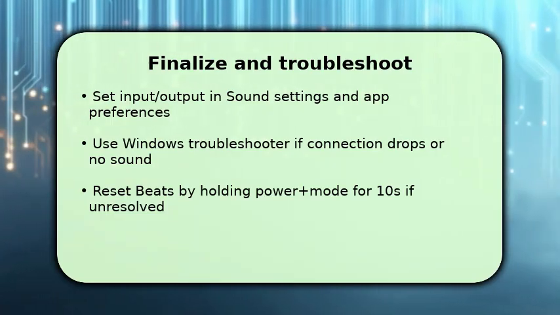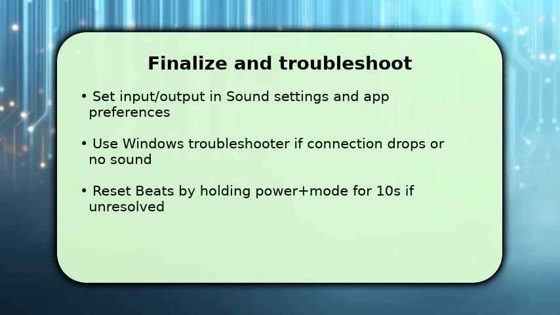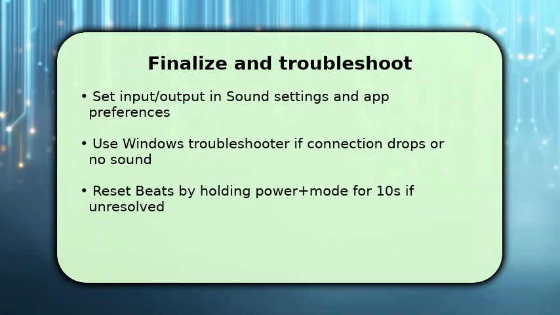Open Sound Settings and choose Beat Studio Pro for output and, if needed, input. Test audio and microphone in an app or the Windows Sound Test.